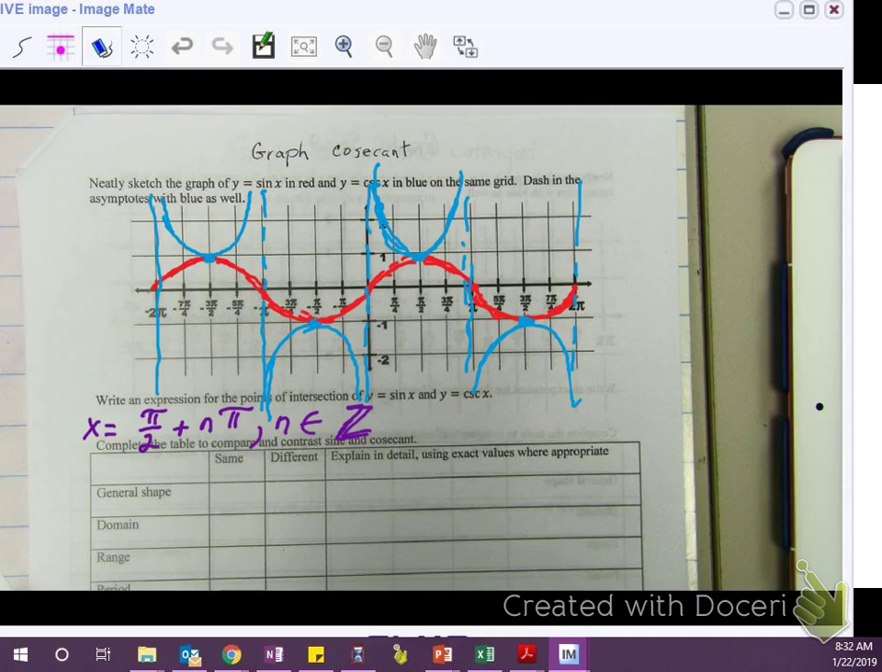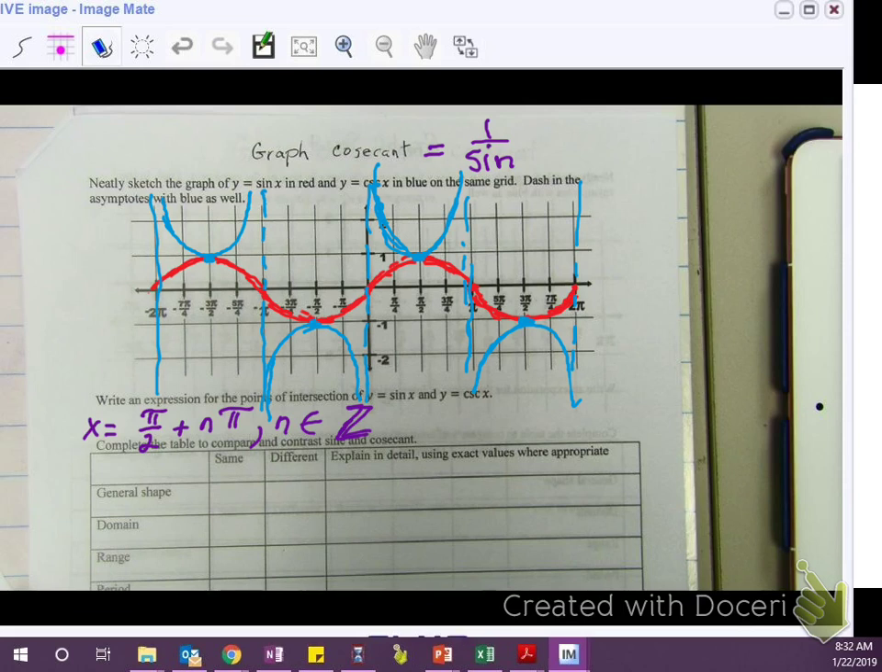Everywhere the sine wave is 0, 1 over 0 is undefined, so those are the asymptotes. The cosecant is the reciprocal of sine, so this is 1 over sine. Cosecant is 1 over sine. So you take those curves and you flip them out, and then they have to stay within the asymptotes, and that's cosecant.